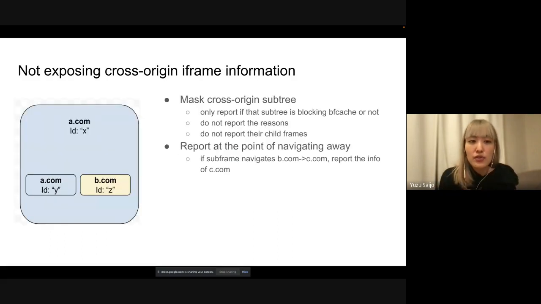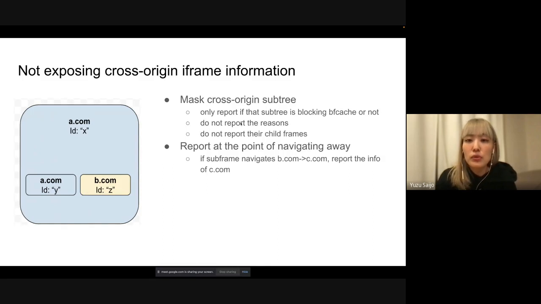So there is a concern about exposing cross-origin iframe information, but we think it's fine as long as we mask the cross-origin subtree. Basically, our proposal is to only report whether the cross-origin subtree is blocking BFCache or not, and that fact is already kind of exposed, and you can easily figure that out. So our theory is that it's okay to expose the fact that it's BFCacheable or not.